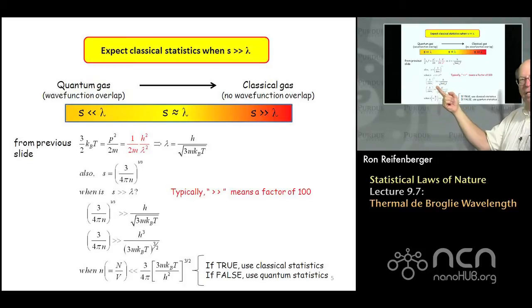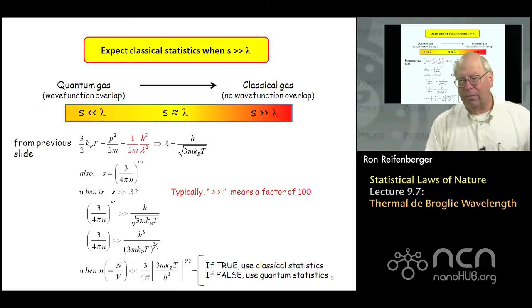So we can ask what condition has to be satisfied so that the interparticle separation distance S is much, much greater than the de Broglie wavelength. There's a few lines of algebra that follows, and basically the condition comes down to the number density of particles in the system. When this number density n is much, much less than this quantity that I've written down here, if this condition is met, then you have to use classical statistics. If this condition is false, that requires you to use quantum statistics.